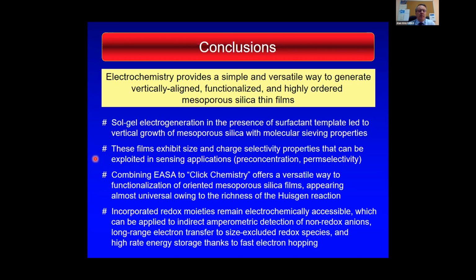If we combine this electro-assisted self-assembly method to electrochemistry, we have a versatile platform for getting functionalized films with various different functions. I just showed you the example of ferrocene, but you can modify it with a huge amount of organic groups. And when incorporating redox-active groups inside this insulating film, they are still electroactive, working by electron hopping, and we can exploit this, for example, in electroanalysis for the indirect amperometric detection of anions, but also for energy storage application.